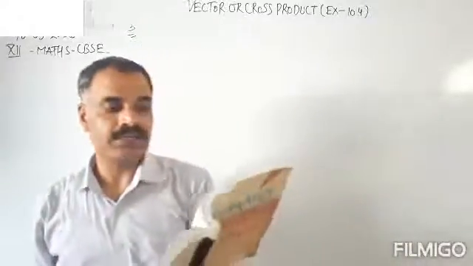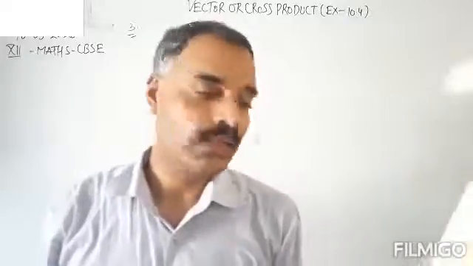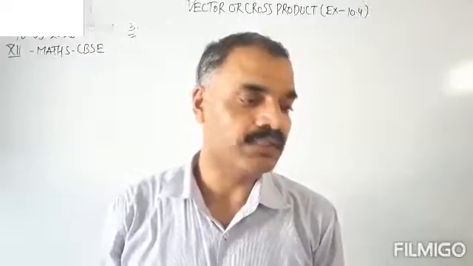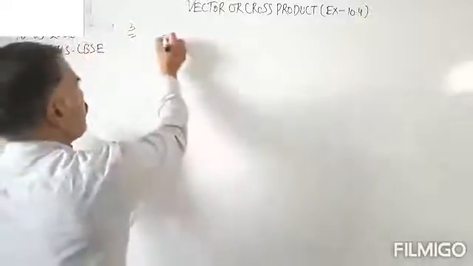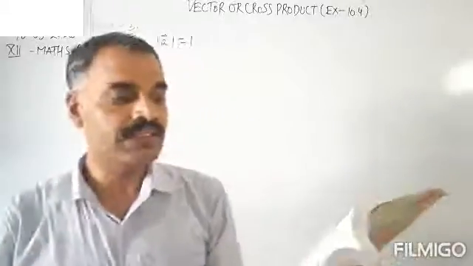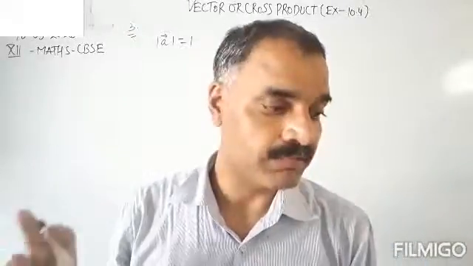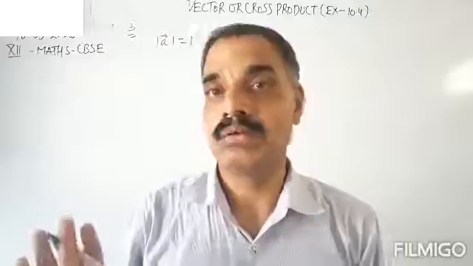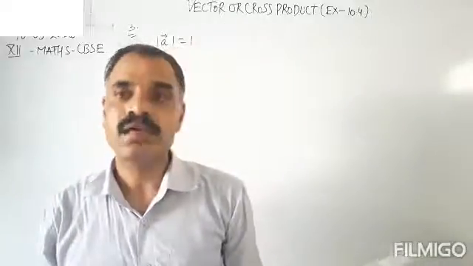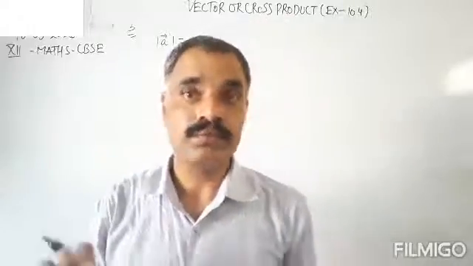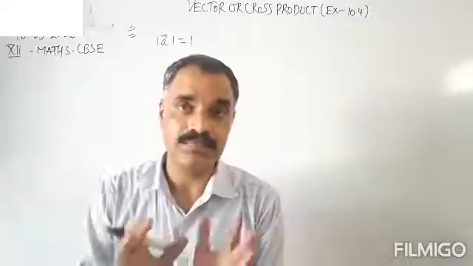Question number 3: a unit vector makes angle pi by 3 with i cap and pi by 4 with j cap, and an acute angle theta with k cap. So a vector is a unit vector. This vector makes pi by 3 angle with i cap, pi by 4 angle with j cap, and acute angle theta with k cap. Then find theta and hence the components of a vector. We have to find the theta that this vector makes with k cap.